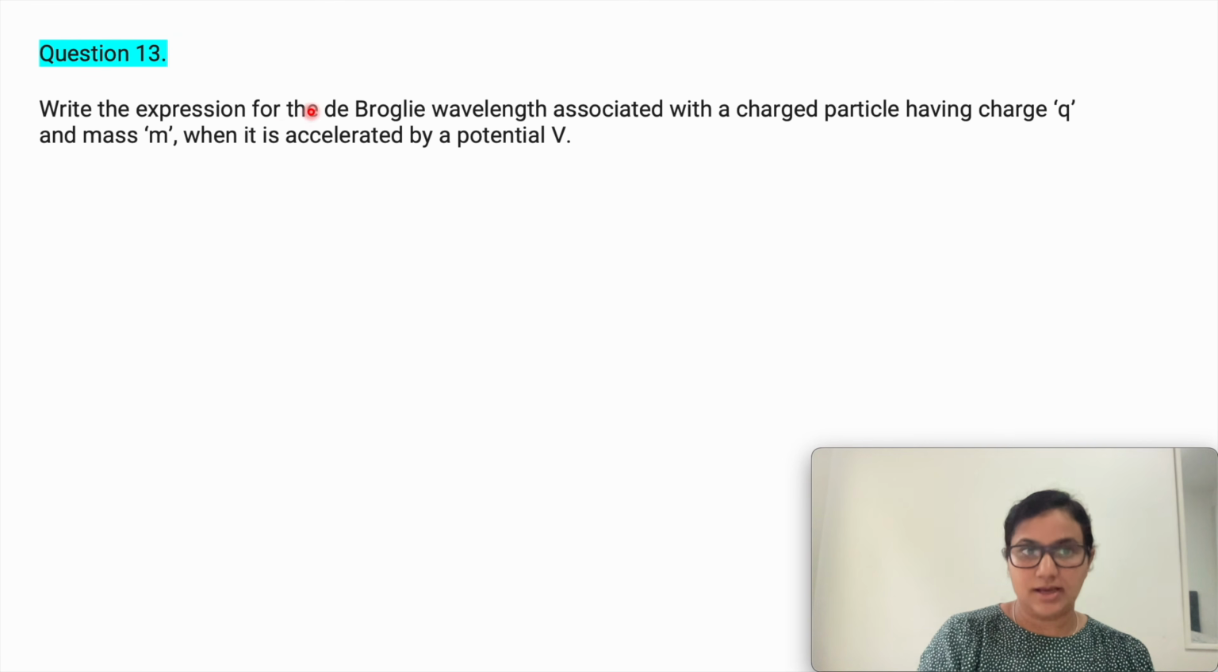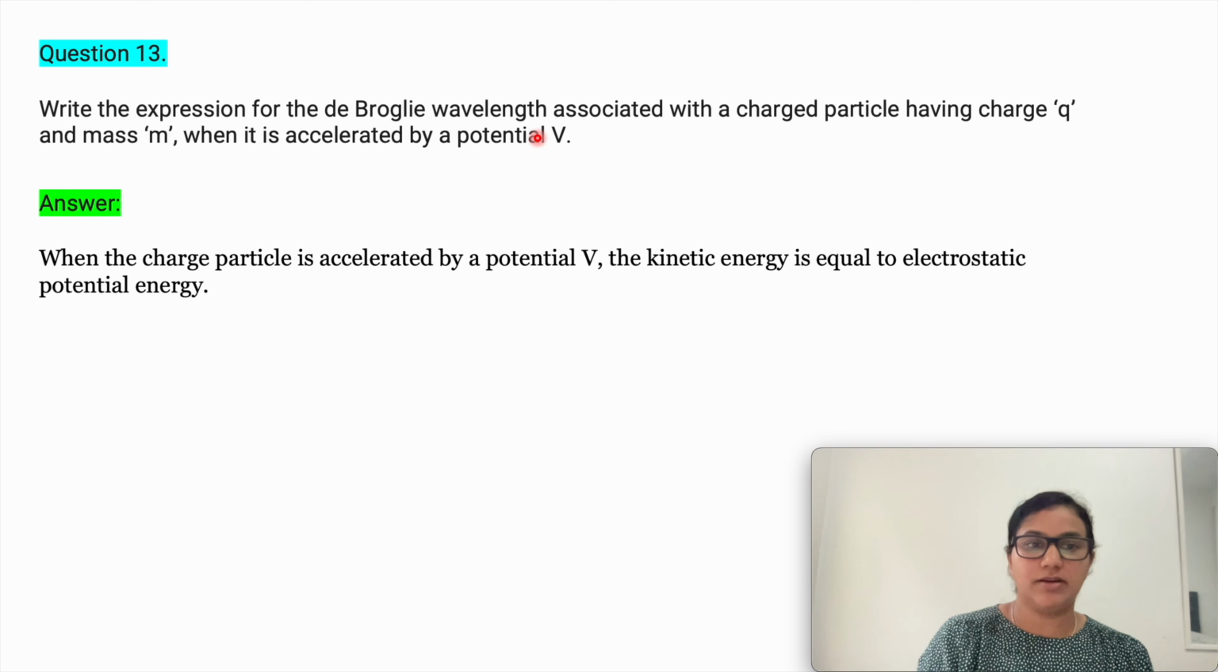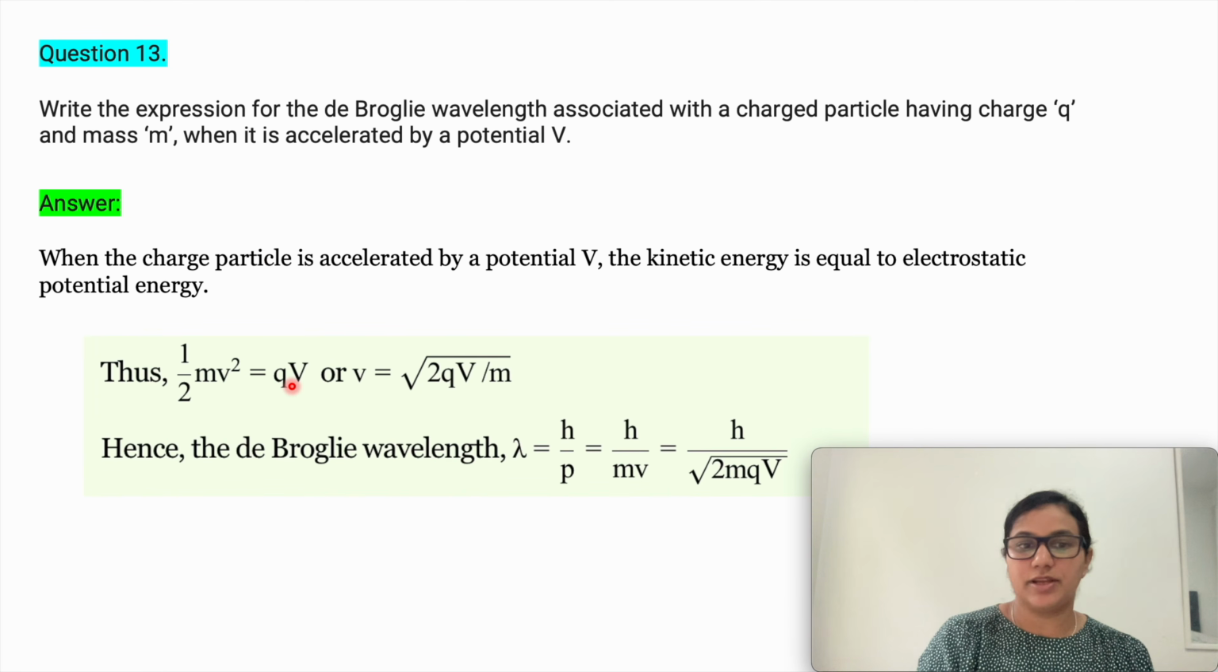Question number 13. Write the expression for the de Broglie wavelength associated with a charged particle having charge q and mass m when it is accelerated by a potential V. So the expression is given by half mv square is equal to qV, or v is equal to this equation. Hence the de Broglie wavelength lambda is equal to h by p or h by mv. Substitute the value of v from this equation, then you get this as your final expression.